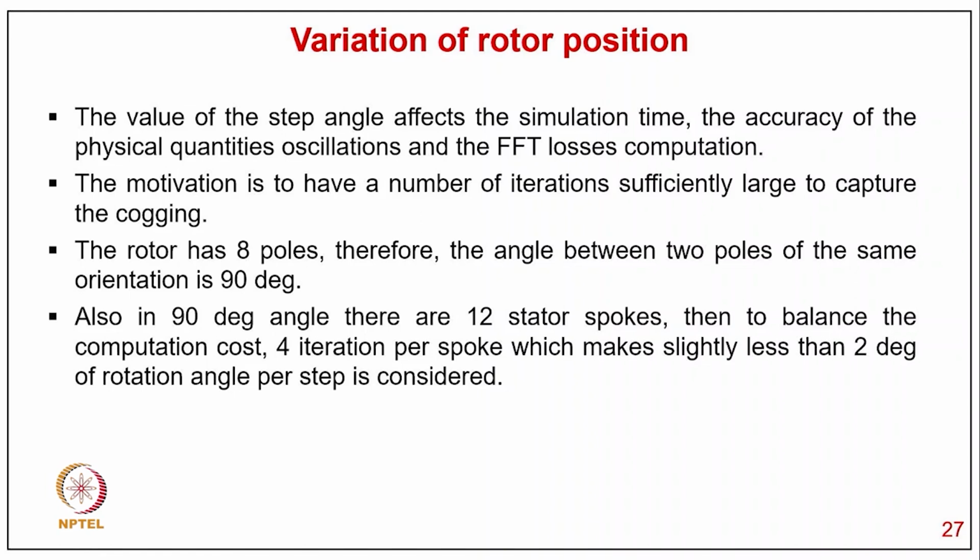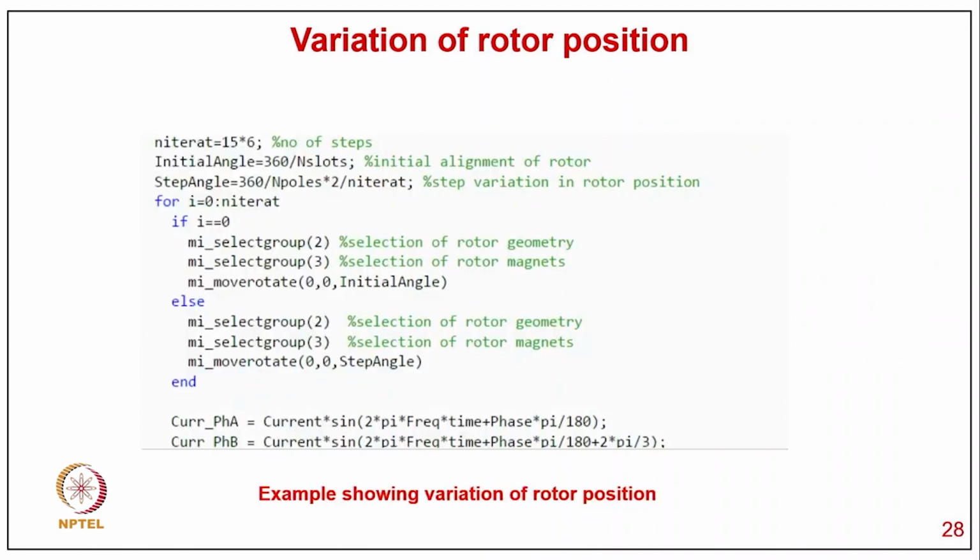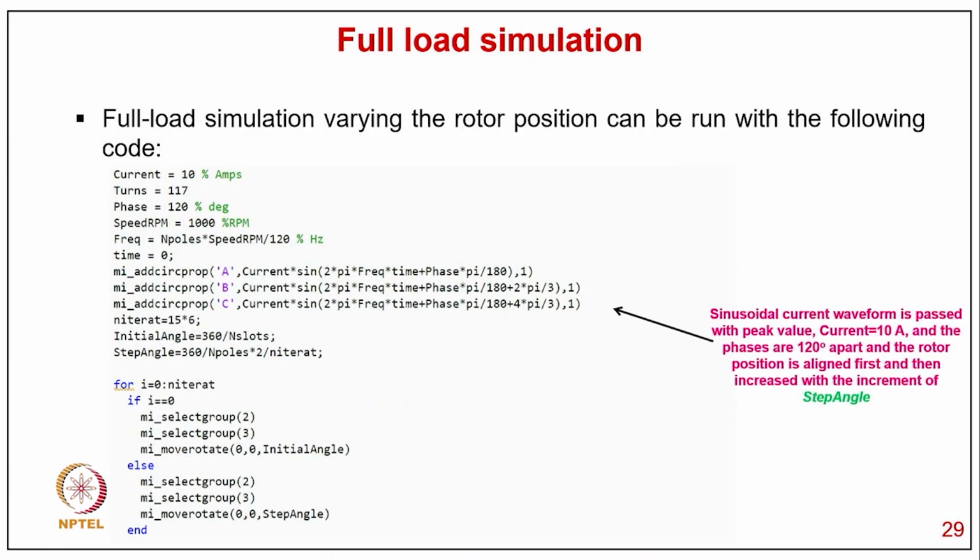Then to balance the computation cost, 4 iterations per spoke, which makes slightly less than 2 degree of rotation angle per step, is considered. Now this is typically the code: n_iteration 15 into 6, and initial angle 360 by n_slot, and step angle 360 by n_slot into 2 divided by n_iteration. And for i equal to 0 to n_iteration, if i equal to 0, then mi_selectgroup 2, mi_selectgroup 3, and mi_moverotate (0, 0, angle), else mi_selectgroup 2, mi_selectgroup 3, mi_moverotate (0, 0, step angle), and then current phase A, the current sine into phi, and the current B and the current C.